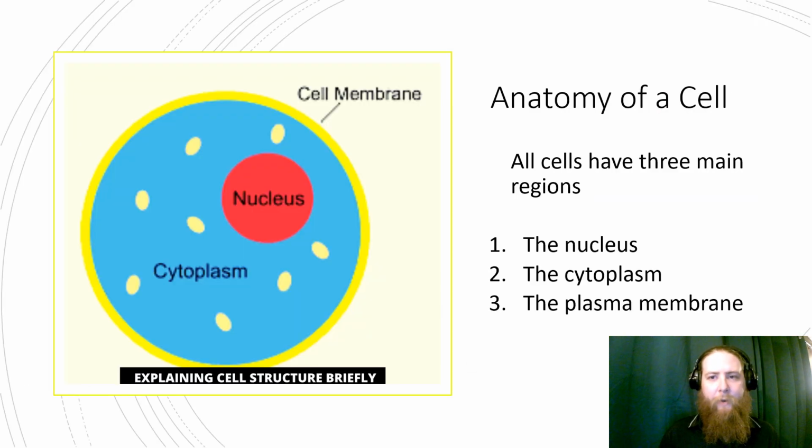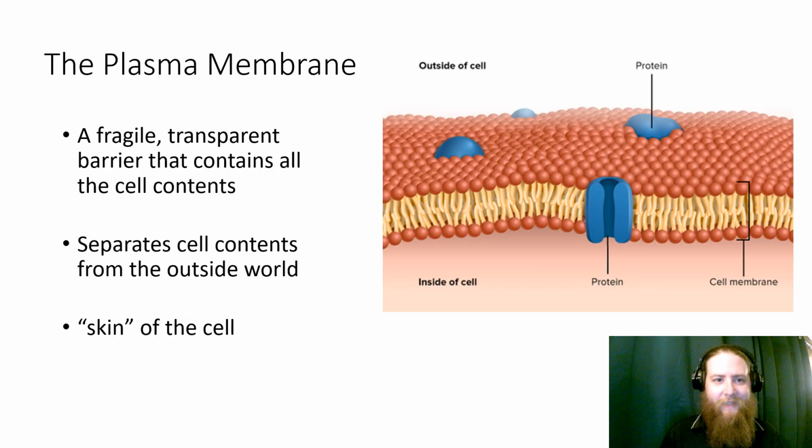All right, so now we're going to jump into some cellular anatomy, and all cells have 3 main regions. They have the nucleus, the cytoplasm, and the cell membrane. Unless you're a bacteria cell, and then you don't have a nucleus. Sorry, bacteria. All right, the plasma membrane.